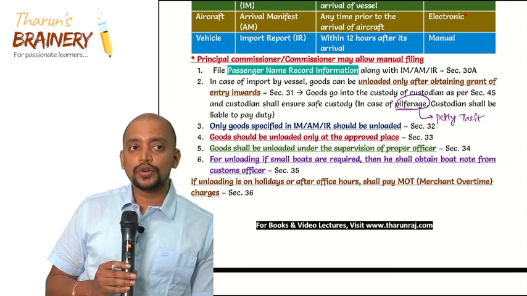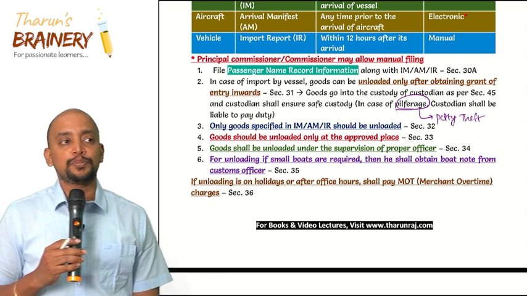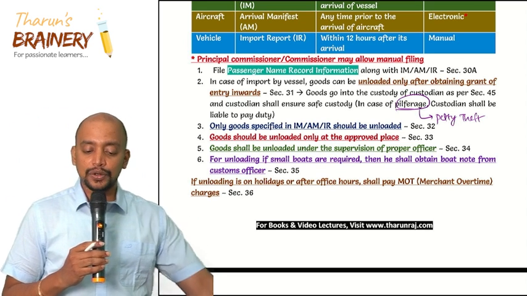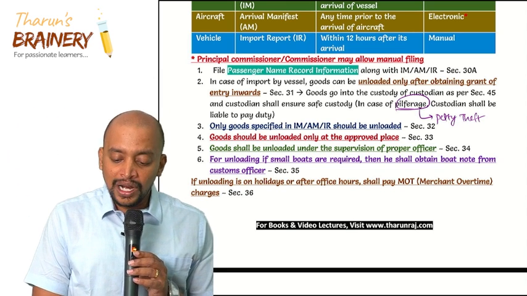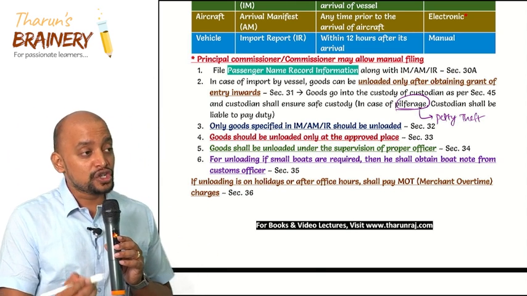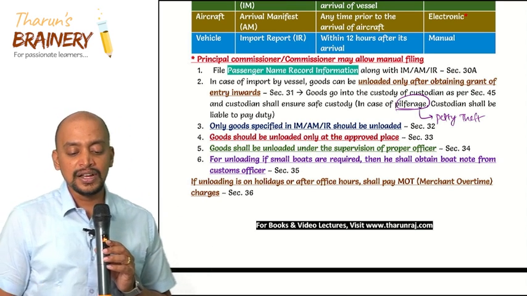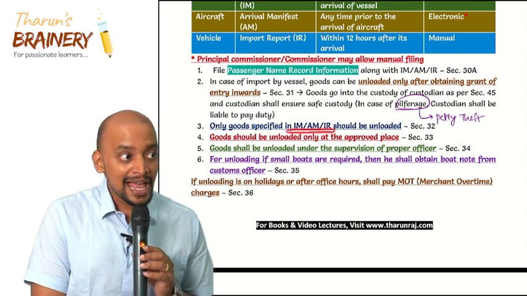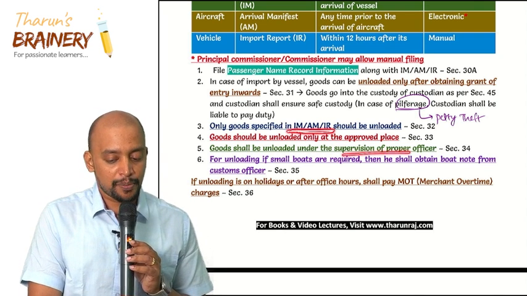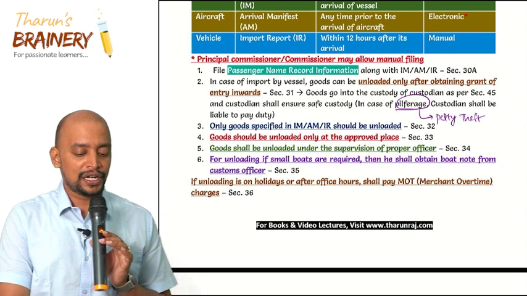Then only those goods specified in the import manifest, arrival manifest or import report should be unloaded. Other goods should not be unloaded, and goods should be unloaded only at the approved place, and it should be unloaded under the supervision of a proper officer. That is, whatever goods are mentioned in IM, AM or IR should be unloaded, and while unloading there will be one proper officer, and wherever they tell, only in those places the goods should be unloaded.